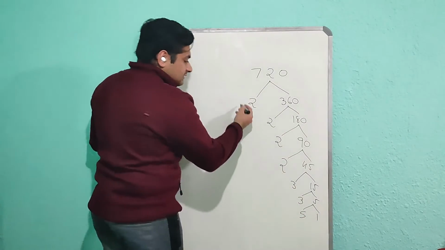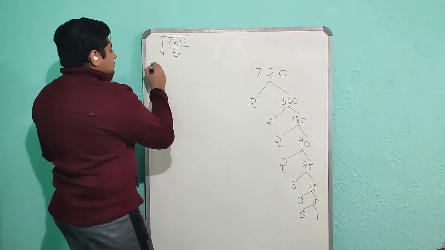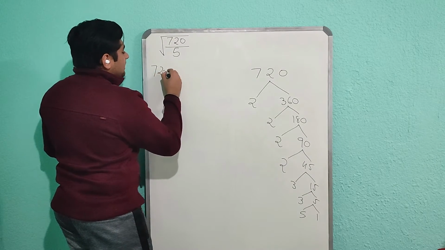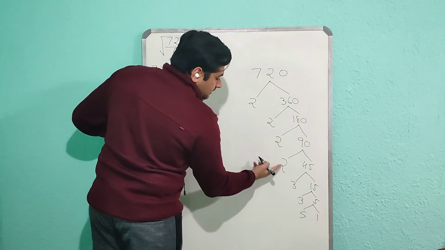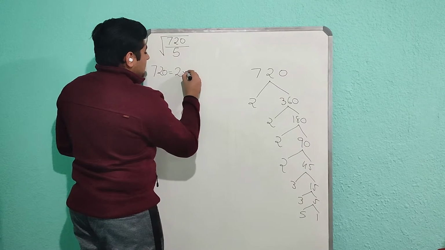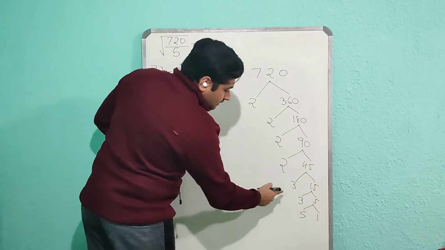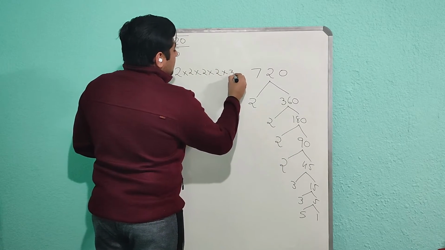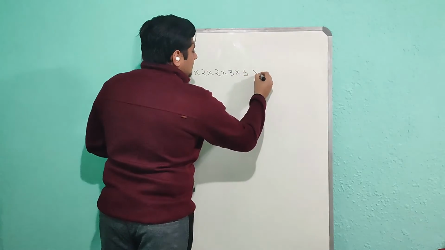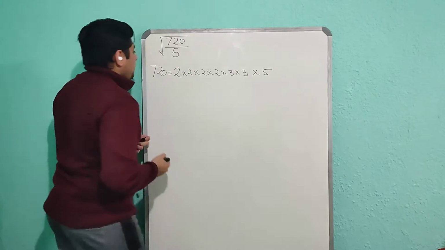So our prime factors are everything on the left side. So the prime factors of 720 are 2 times 2 times 2 times 2 times 3 times 3 times 5.